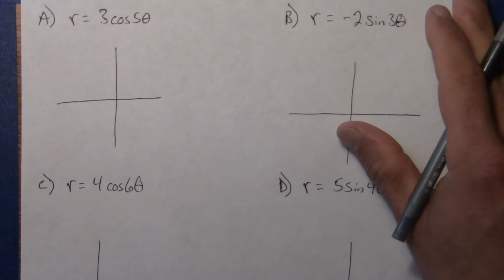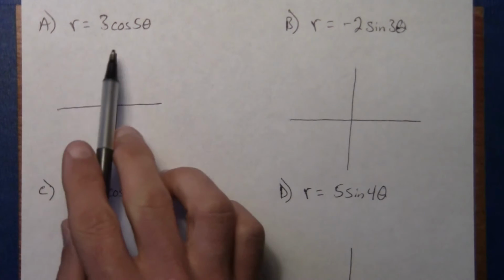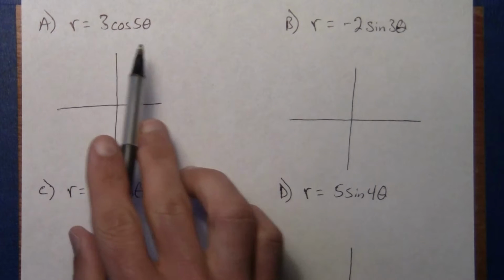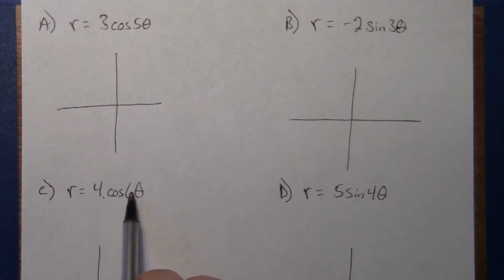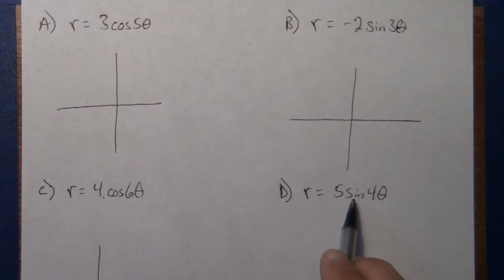And we will graph these four functions: r equals 3 times cosine of 5 theta, r equals negative 2 times sine of 3 theta, r equals 4 cosine 6 theta, and r equals 5 sine 4 theta. And these are all the rose curves that we have.